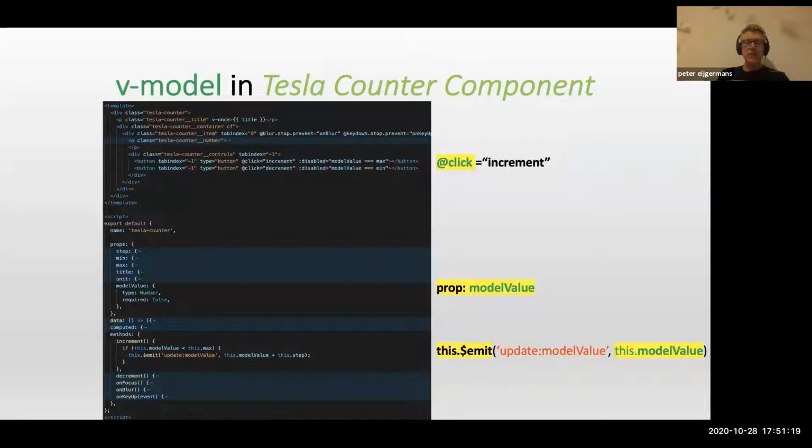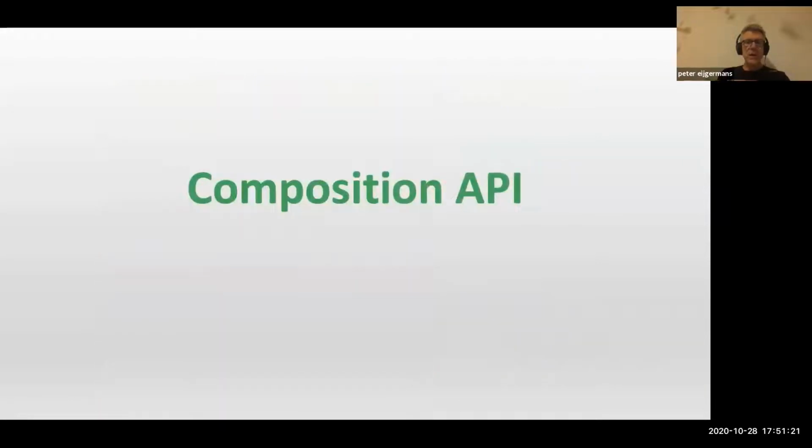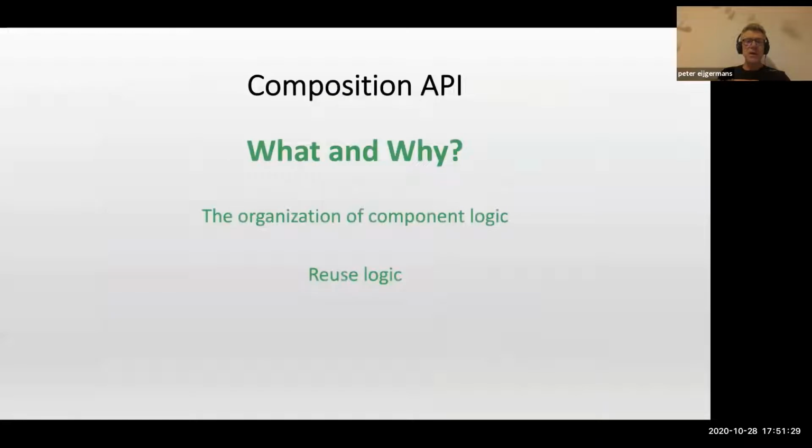And this is all about Vue 3, of course. I'll show you also a little bit about the composition API of Vue 3. What and why? The composition API is for organizing your component logic, and also to share and reuse logic, and you can also test your code easily. So that's a good point. In Vue 2 it was not possible, or quite difficult, with mixins.